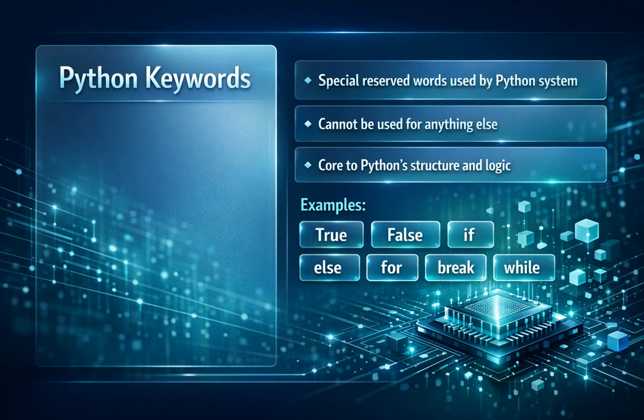Python has a set of reserved words called keywords that have fixed meanings in the language. You cannot use these as variable names. Examples include True, False, if, else, for, while, break, and return. Python is case-sensitive, so these keywords must be written exactly as shown.